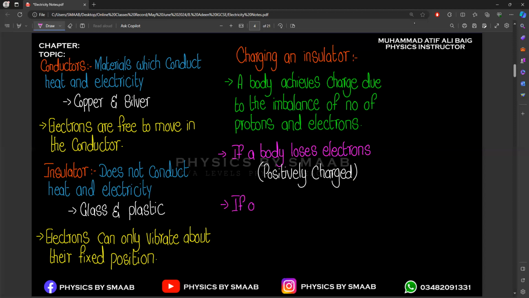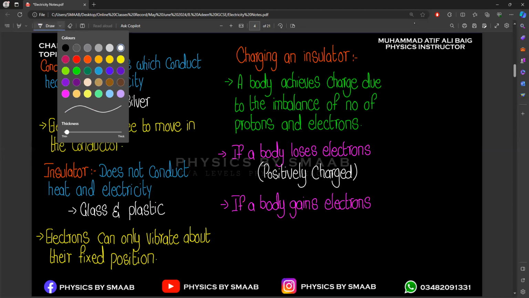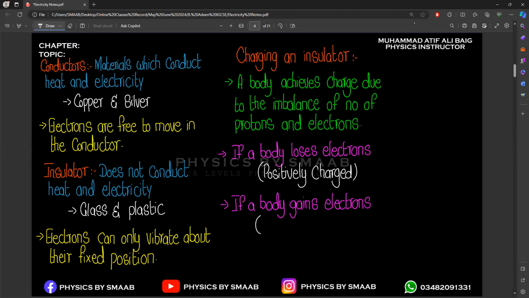If a body gains more electrons, it means the number of electrons will be greater than the number of protons. So it means the body will get negatively charged, right? Any confusion?